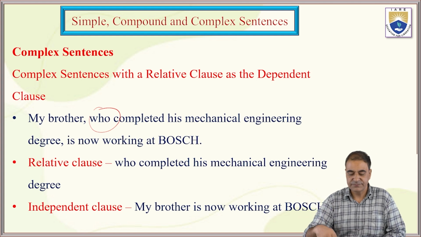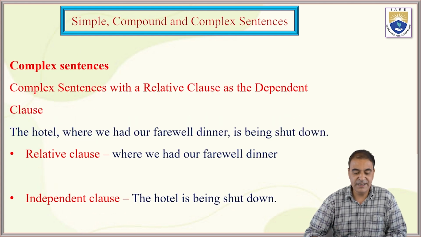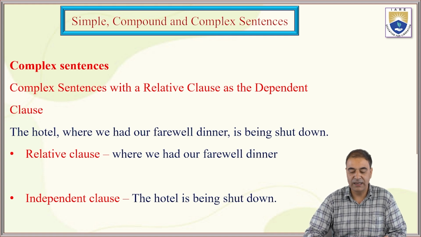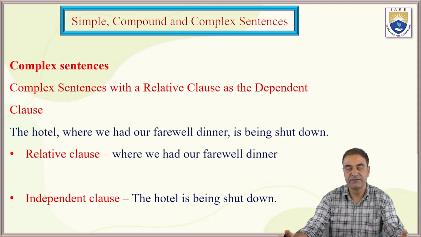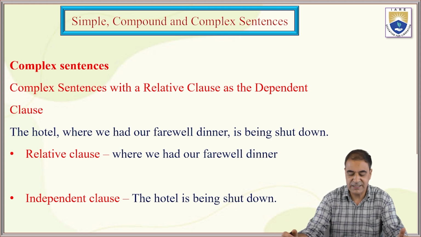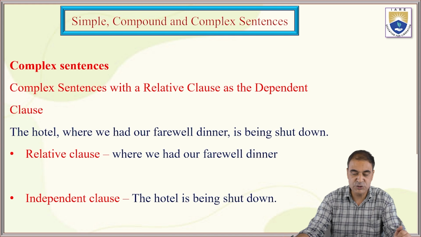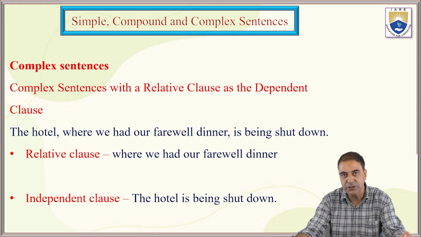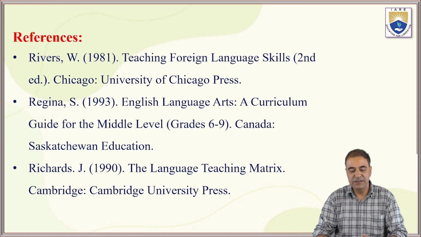Now here we have the next one: the hotel, where we had our farewell dinner, is being shut down. Now, if you look at this sentence, where we had our farewell dinner, this is extra information, that's why we put this extra information between the two commas. And this is the relative clause, where we had our farewell dinner. And the next one is the hotel is being shut down. That's the main clause.